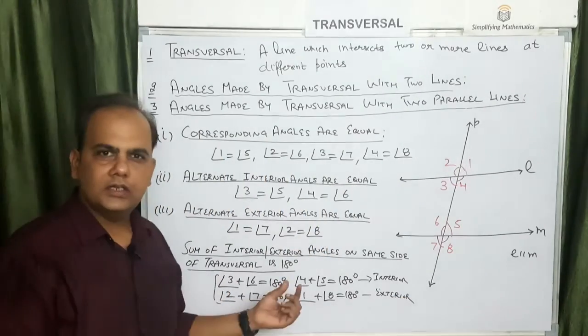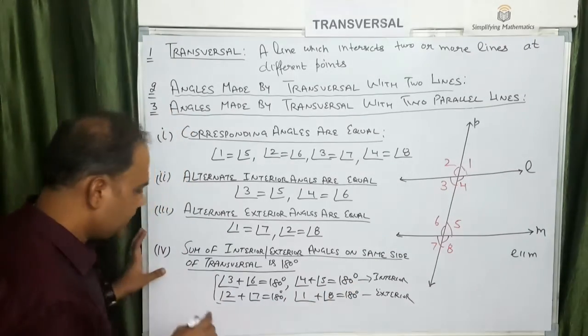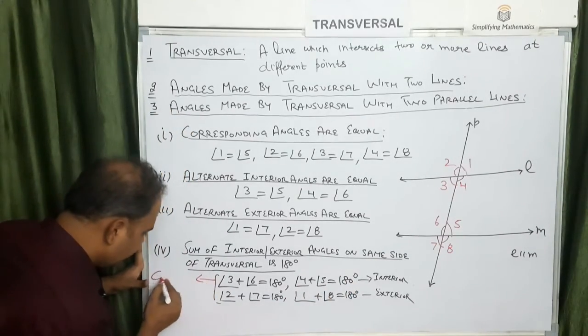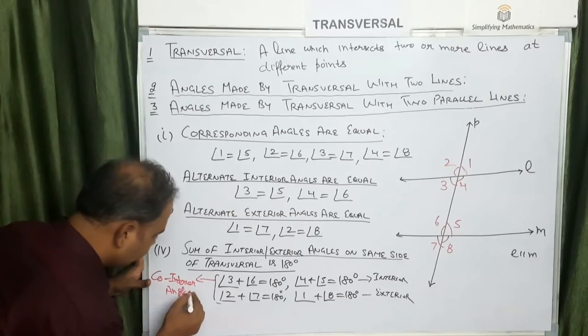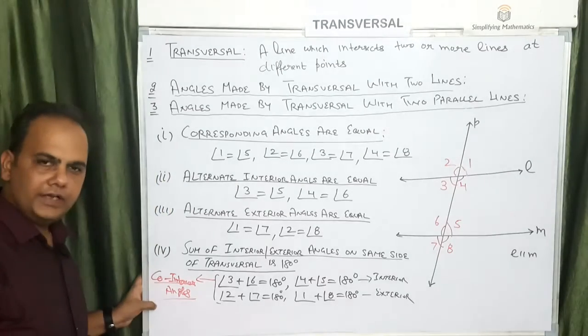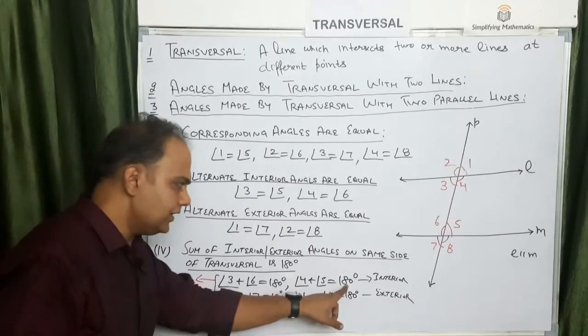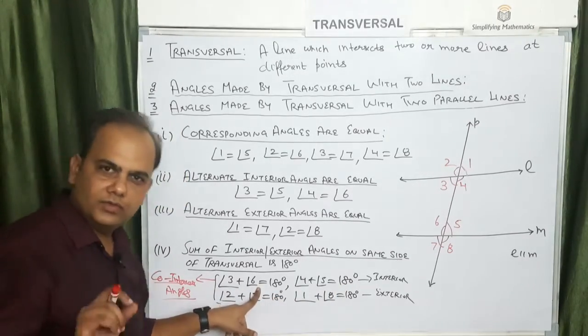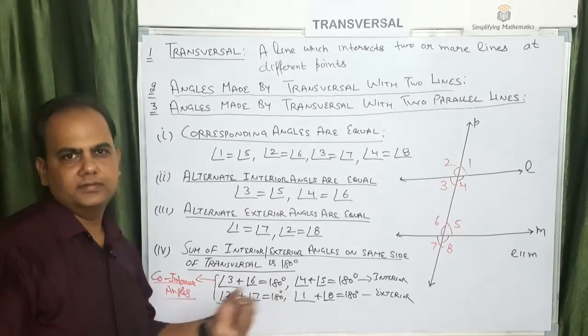So clear? Now these interior angles whose sum is 180 degrees, so these are also called co-interior angles. तो इनको एक और नाम दिया गया है. So these are called co-interior angles. तो मतलब कि co-interior angles का sum कितना है? 180 degree. Or we can say that co-interior angles are supplementary angles.